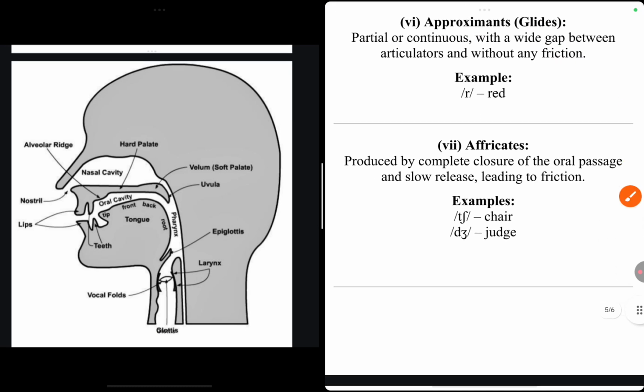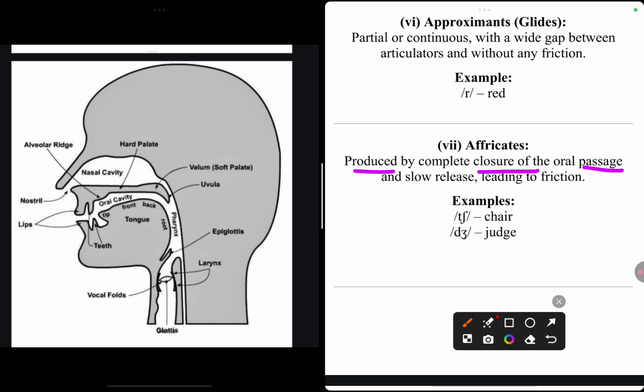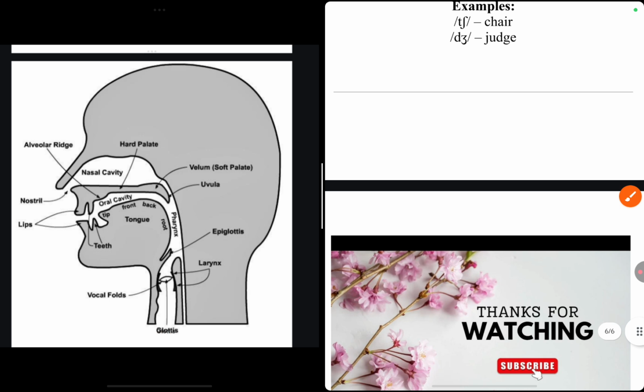Then comes the seventh, affricates. Affricate consonant sounds are produced by complete closure of the oral passage and slow release leading to friction. Means first the mouth will be completely closed and then there will be slow release with slight friction. Chair. Pronounce from your side. This sound cha. First the mouth is closed, then with slow release the sound will come. Chair. Judge. So I hope you have understood this.